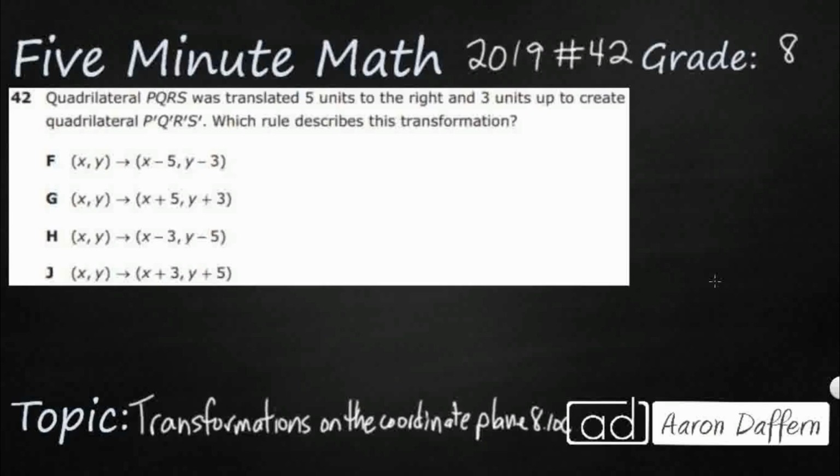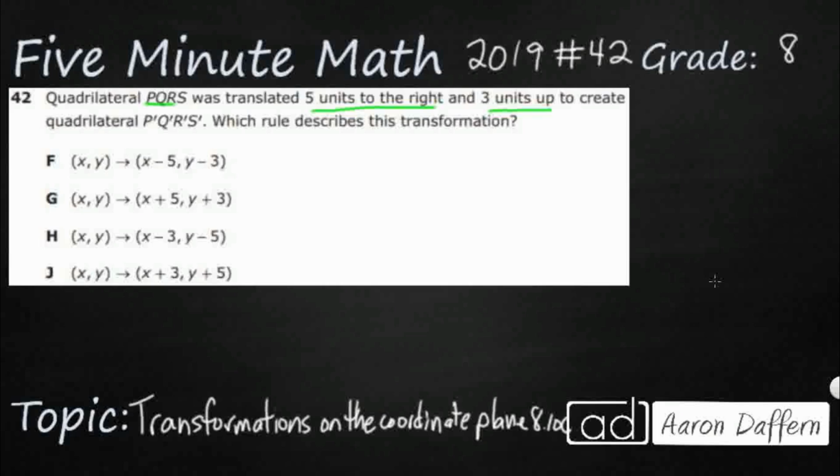So we've got a quadrilateral, and all we know is that it's translated, which means it's going to be a slide. We're going to slide it 5 units to the right, 3 units up to create a new quadrilateral, PQRS prime. So we need to find the rule that describes this transformation.